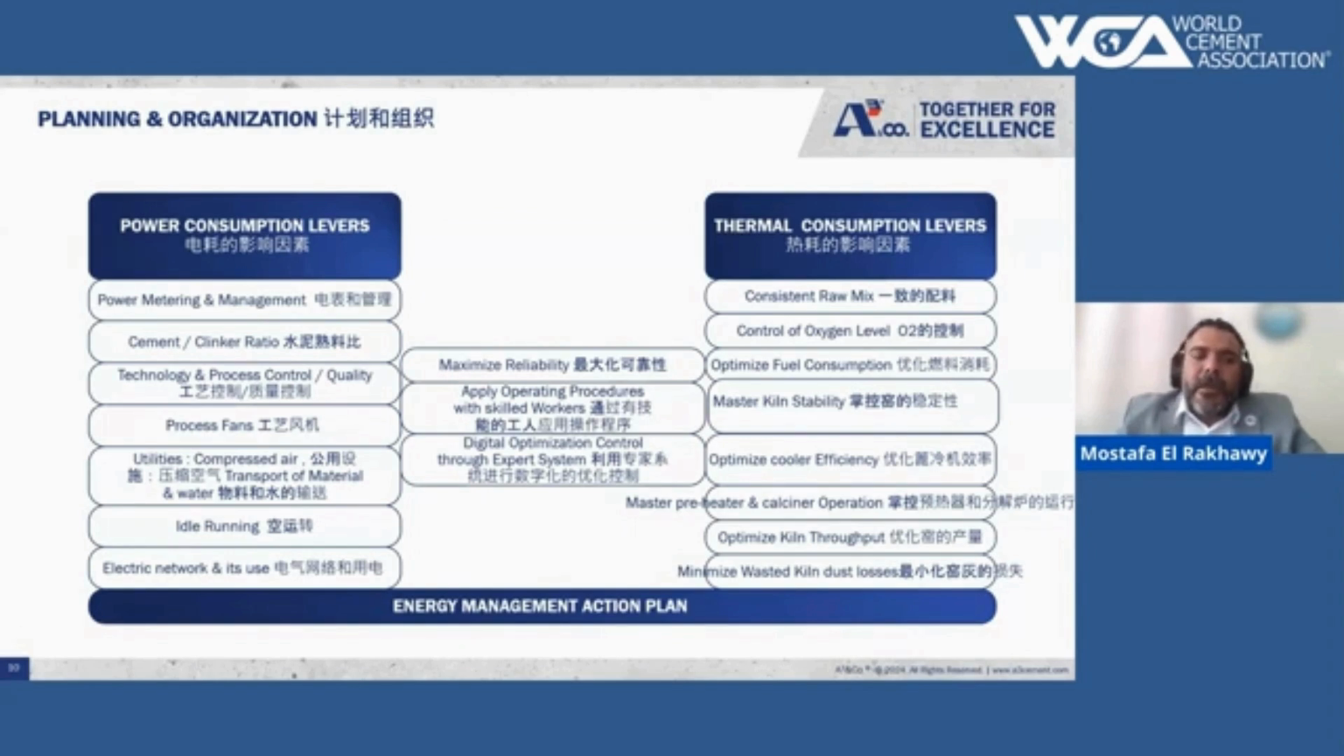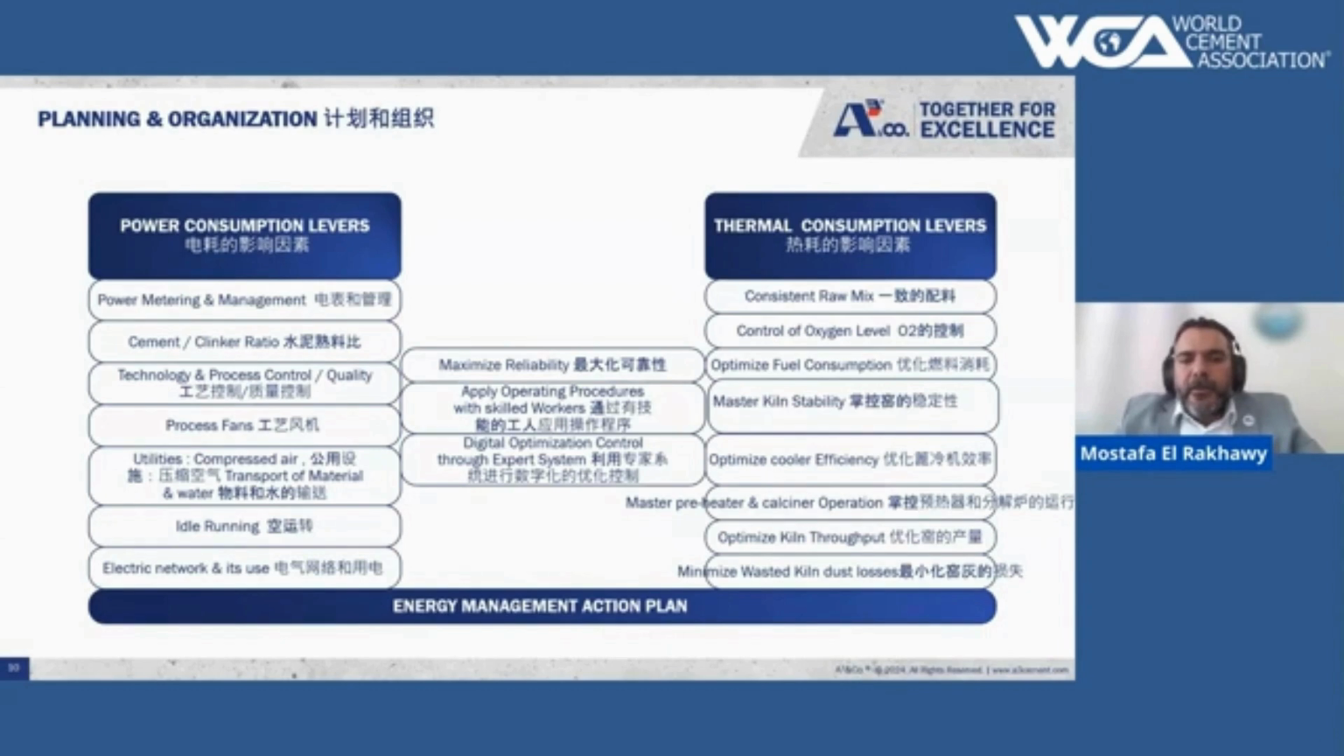On the power consumption levels, also material composition is very important: the cement to clinker ratio, how to optimize the cement to clinker ratio. The process fans in mills and in the kiln are huge power consumers, as are utilities and idle running: what equipment will be run or kept running during the equipment stoppage. If we are stopping a cement mill, what other equipment is running in that shop? If it is important to keep it running, or we can reduce this power, and also the electric network usage and the power factor optimization from the electrical point of view.